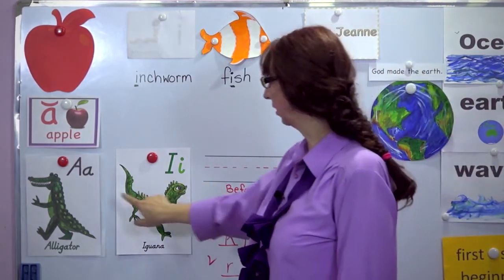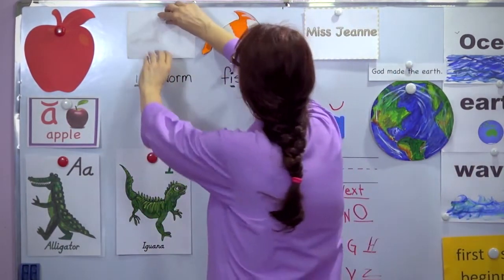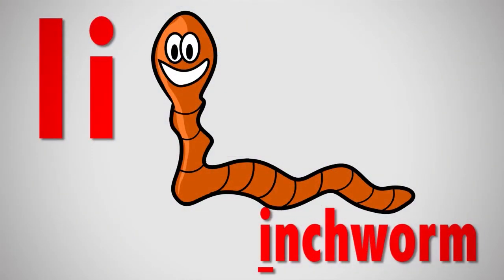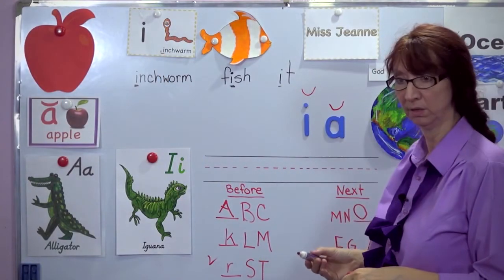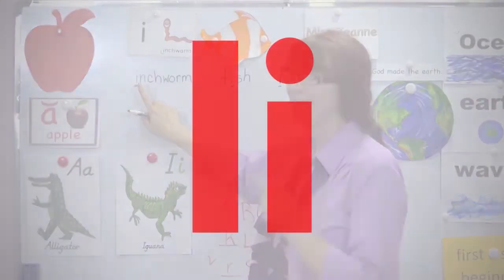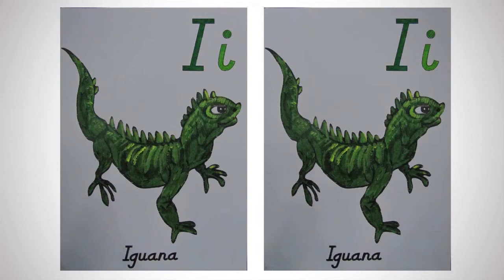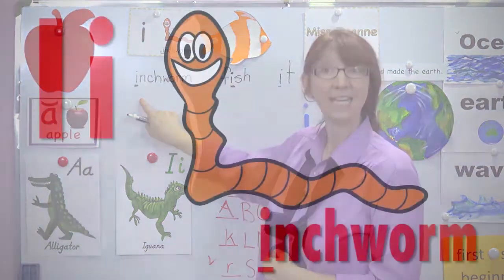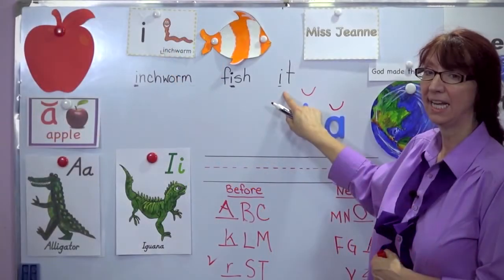So this sound is a different sound than apple. Now, there's another creature that has the same sound at the beginning, an inchworm. And so when we say it, it has a smile on it too. So let's say iguana. Iguana. Now let's say inchworm. Inchworm. Oh, one more word. It.